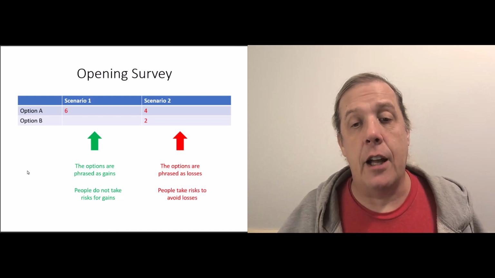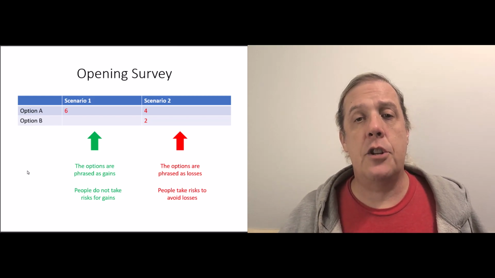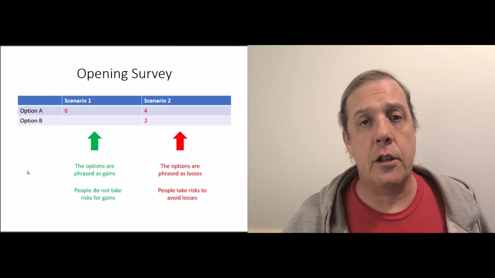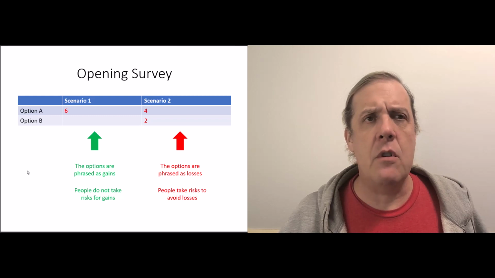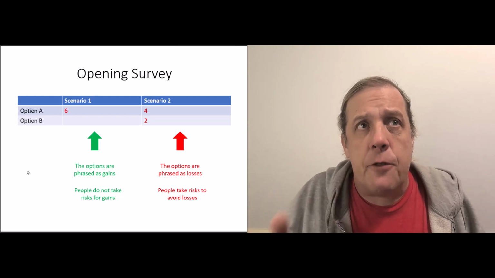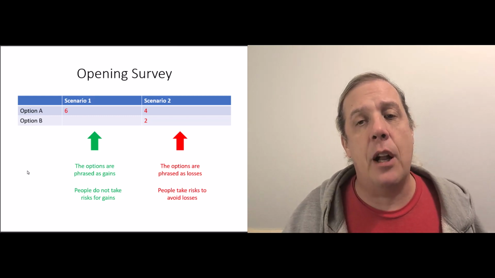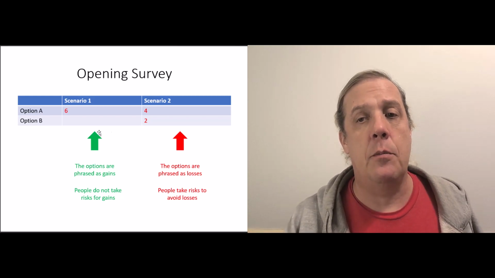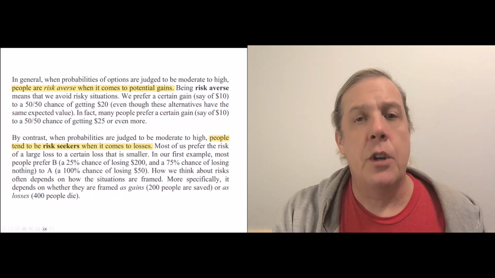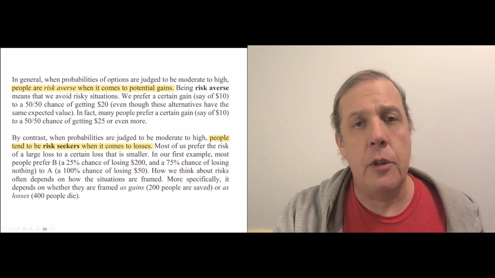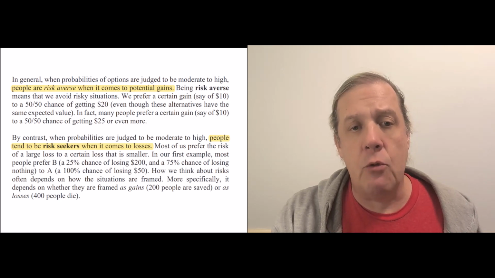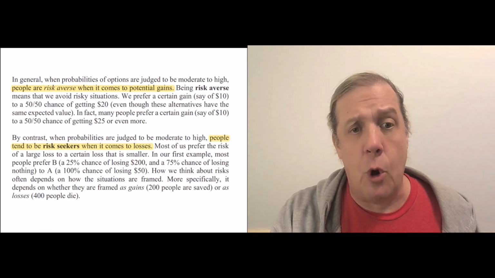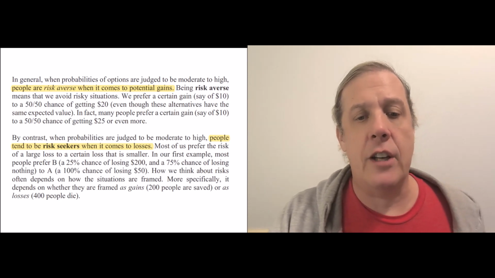The point is, again, situations that are mathematically identical can yield different results depending upon how the question is worded. So here again is the summary from the Southworth and Swoyer textbook. People are risk averse when it comes to potential gains. People are risk seekers, or at least more open to risk, when it comes to losses.